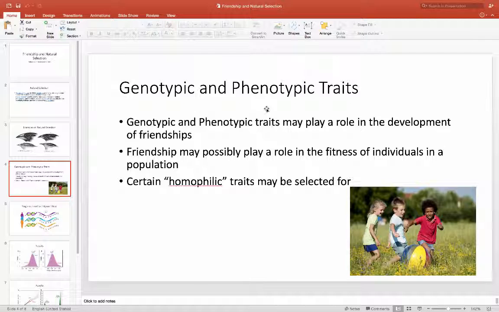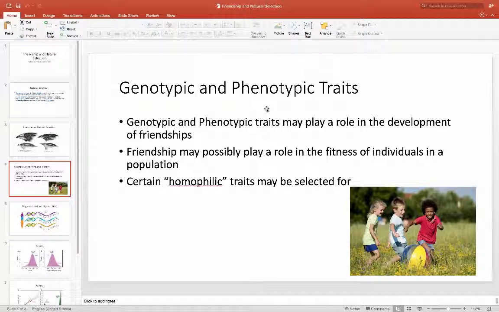Now, how can friends choose each other on genotypic similarities if we can't see genes? Well, seeing as the phenotype is a product of your genotype, individuals who resemble you will typically have a similar genotype to you. And again, these scientists believe that genotypic and phenotypic traits may play a role in the development of friendships, and that friendship may play a role in the fitness of individuals in the population. And again, like we discussed, certain homophilic traits may be selected for.